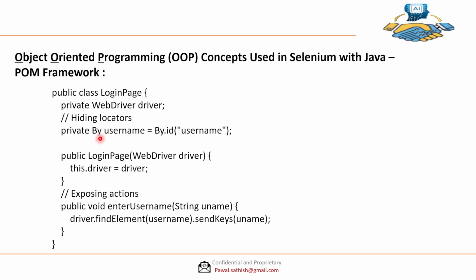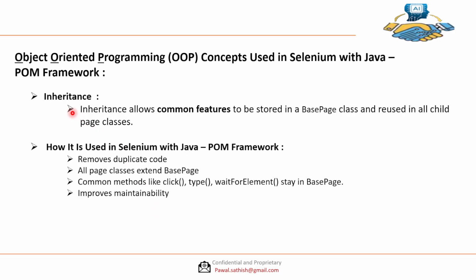If we need to access the username, this private variable, we need to call this public method. So no one will be able to access the private username variable. If you need to access the username, first you need to call the enter username method. Then next is inheritance.